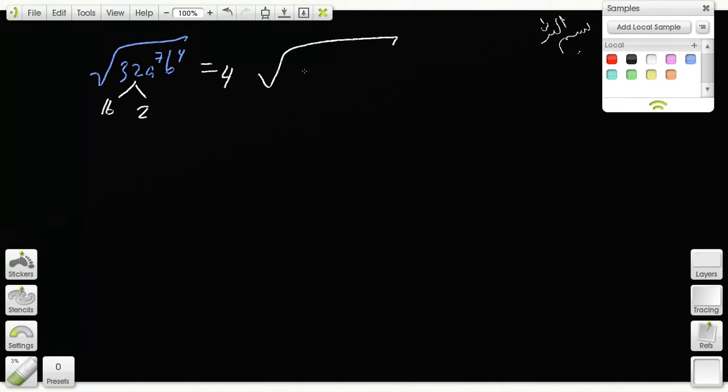4 is out, and then 2. Okay. And then, look, I give myself some room to put the other stuff there, because if you go like 4 times square root of, and then nothing there, it's not good. So plan this a little bit. So this becomes 4 times square root of 2. Okay, now what? How about the A's?